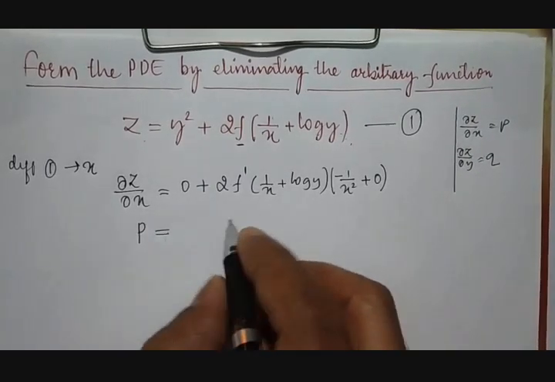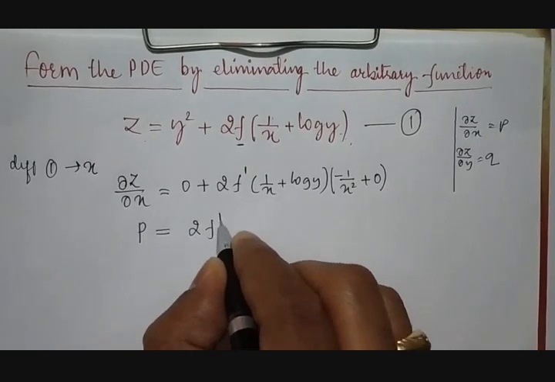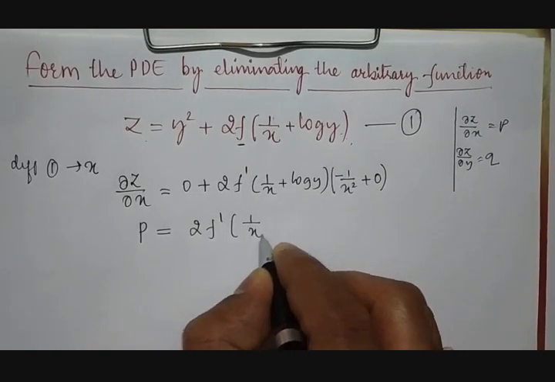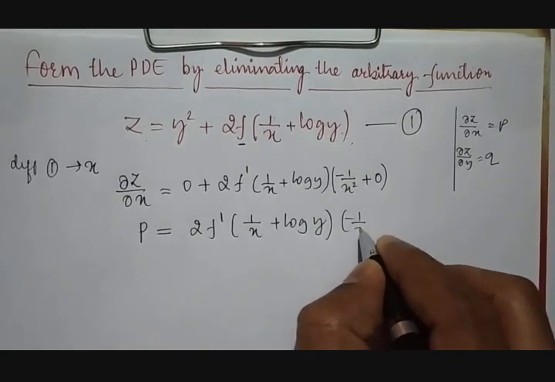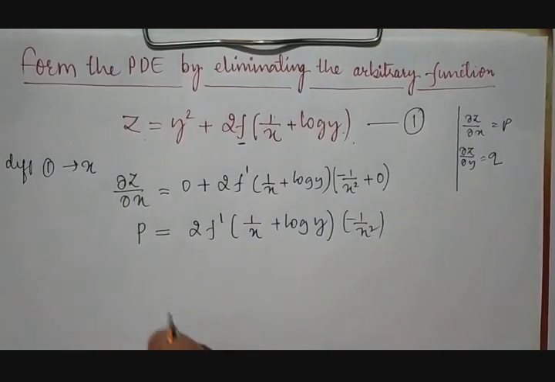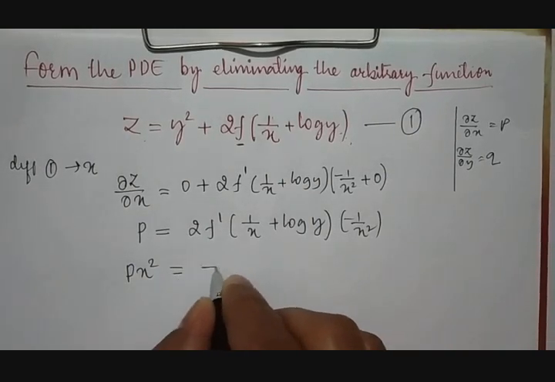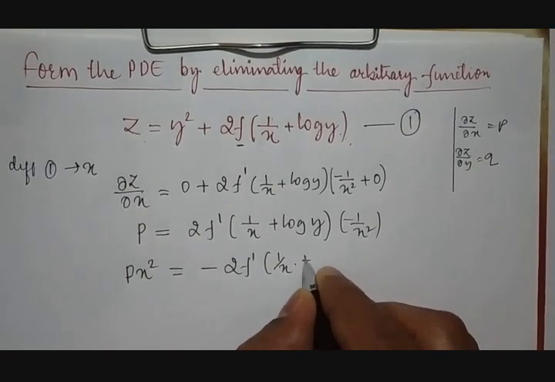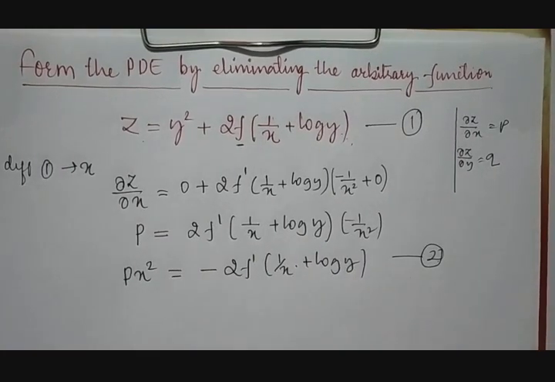So it becomes p is equal to 2 times f dash of 1 divided by x plus logarithm of y into minus 1 by x square. To avoid the denominator, we'll send it to the other end. Then it becomes p x square is equal to minus 2 times f dash of 1 divided by x plus log y. We call it equation number 2.